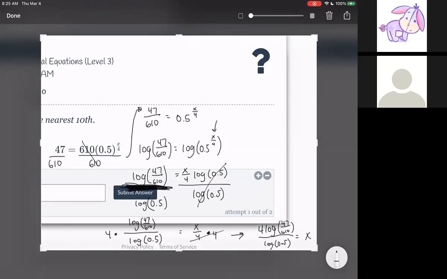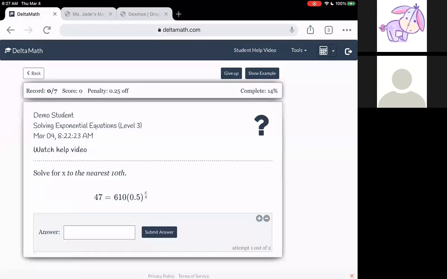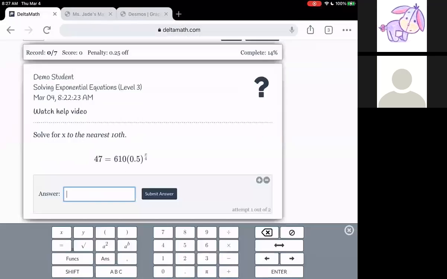So when I multiply 4 by the fraction, I put the 4 on top, on the numerator. So it's 4 times log 47 over 610 divided by log of 0.5. So this is what I'm going to type into the calculator. Before I do that, are there any questions? And let's go ahead and enter this into the calculator. Actually, I did not take a picture of that, but that is okay. I think I can remember it.